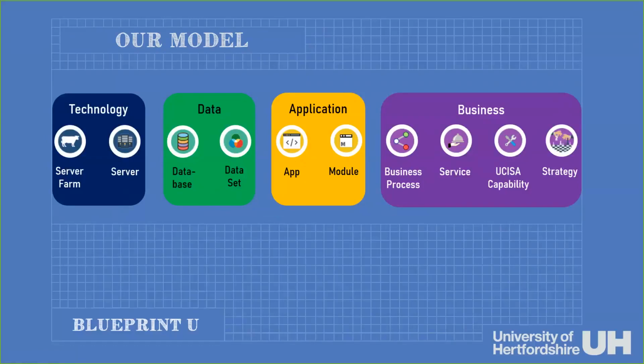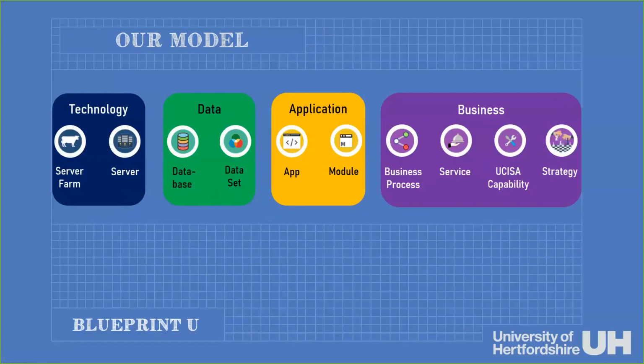In the middle, of course, we have the data and the data sets, which are very important, and then there's the application layer. At the other end, which we were very interested in, we have the business side of the world, which has business processes and services. And one of the important things which glued our world together was the UCISA capability model, which connected the whole of our institution to the strategy.